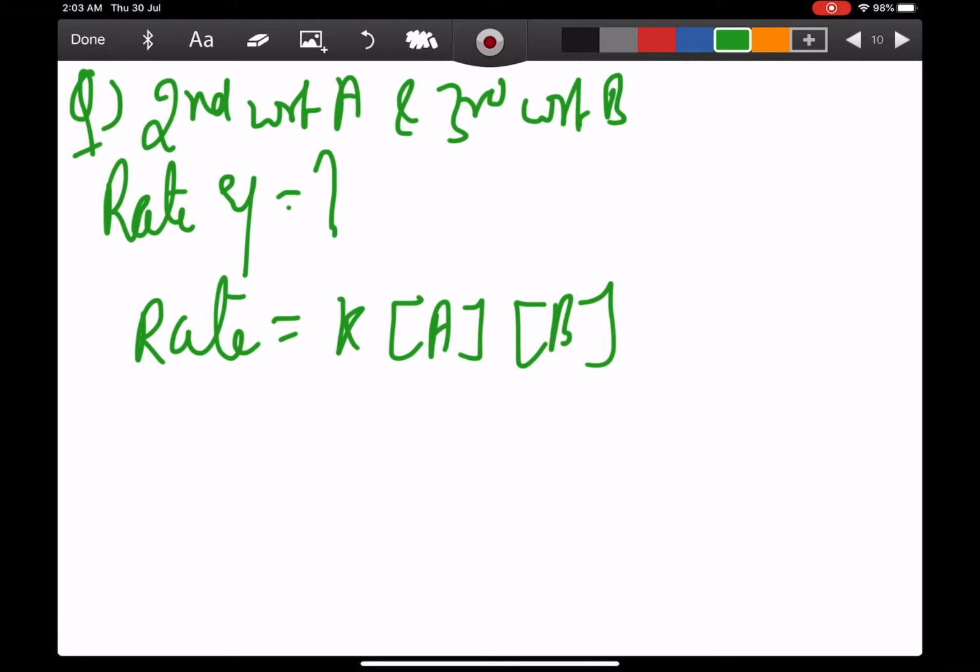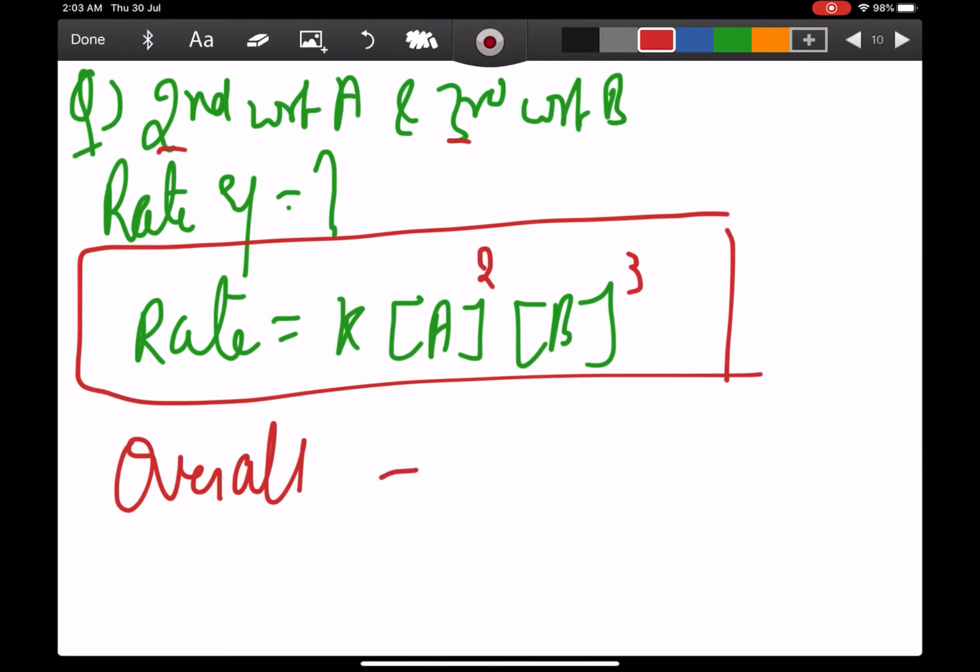Now they have written it is second order with respect to A. With respect to means we just talk about the power of A. That means the power of A will be 2. Third order with respect to B means the power of B will be 3. That is the equation. So this is how you will proceed in such questions when order is given with respect to a reactant. Overall is the sum, and if you are asked about the overall order of the reaction, it will be 2 plus 3, that is equal to 5. Based on the order, reactions can be classified as first order, zero order, second order, third order, etc.